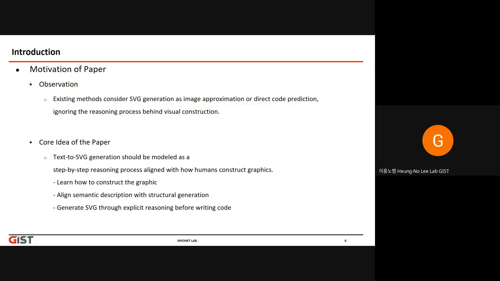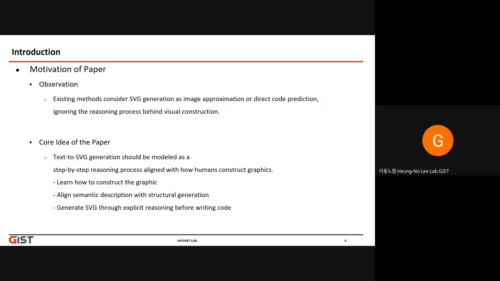The motivation of the paper is that existing methods consider SVG generation as image approximation or direct code prediction, but they all ignore the reasoning process behind the visual construction. So the idea of the paper is that the generation task should be a step-by-step reasoning process aligned with how humans construct graphics.